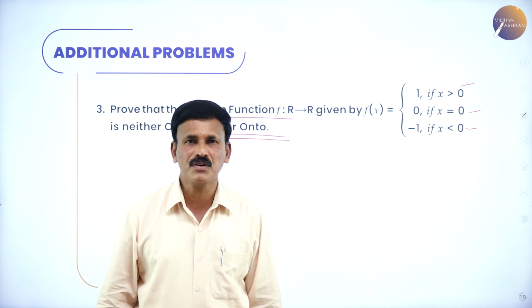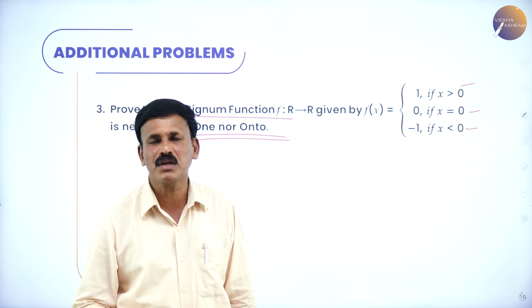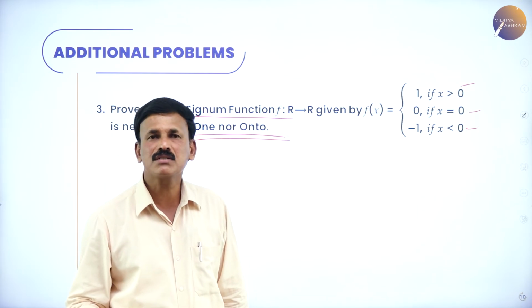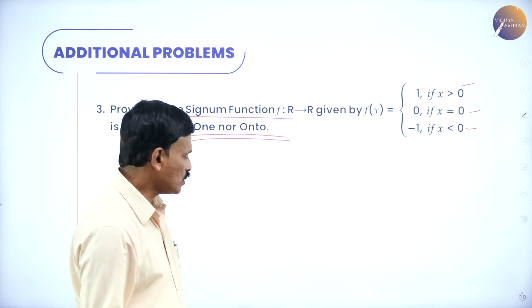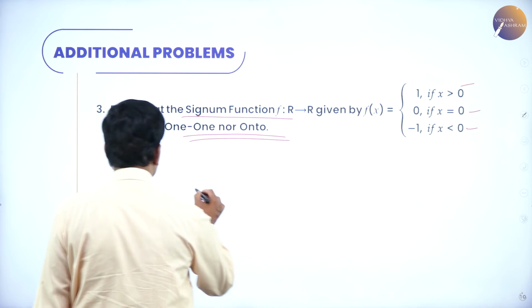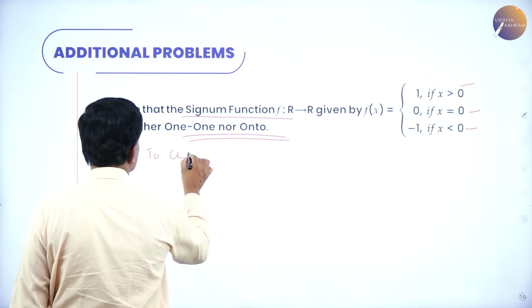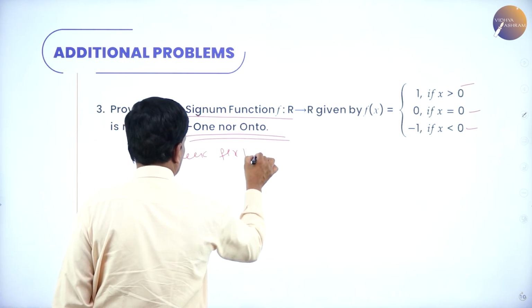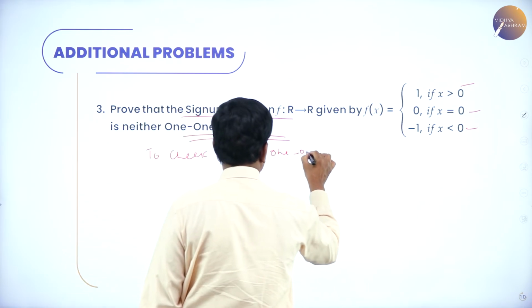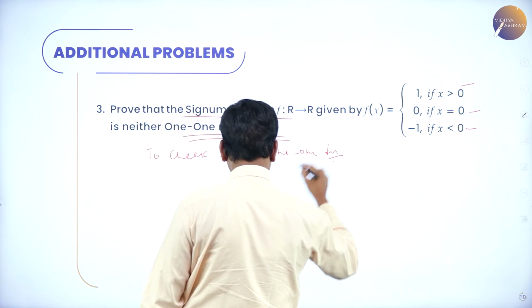You can verify f of x1 is equal to f of x2. That implies this is not a one-one function. Now let us check whether f of x is a one-one function.